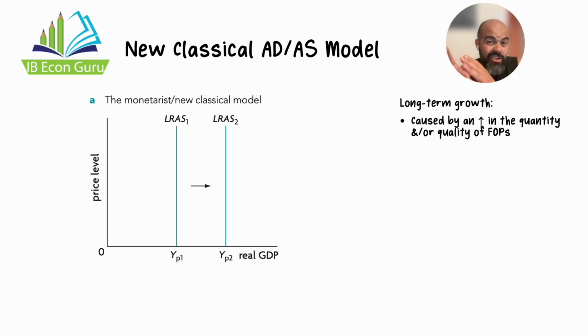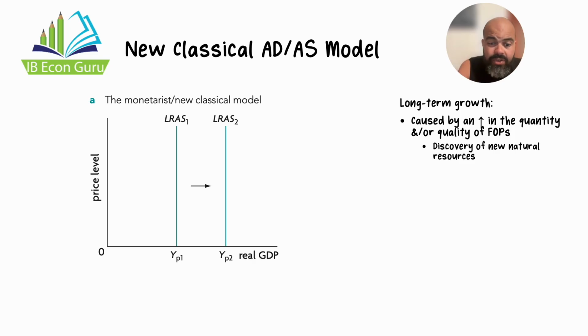Whenever there's a decrease in the quantity and slash or quality of the FOPs, the LRAS curve will shift to the left. There will be a decrease in the economy's productive capacity, in the economy's production possibilities. So what causes an increase in the quantity and slash or quality of FOPs?